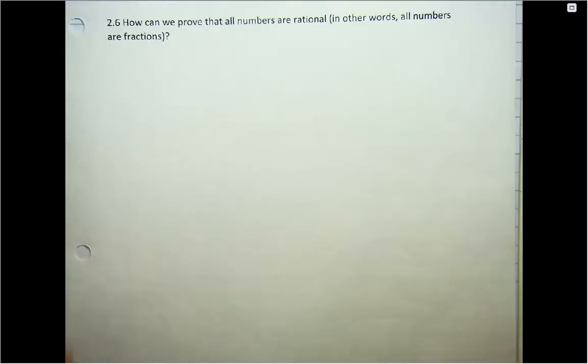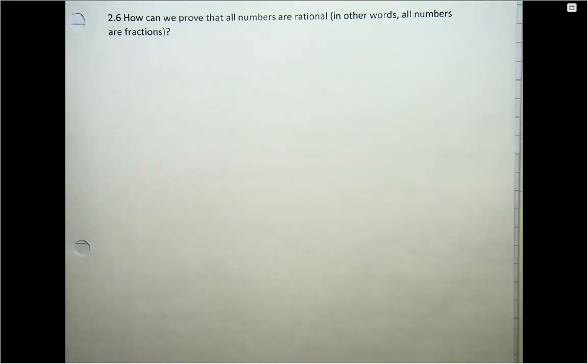So we're looking at rational numbers in section 2.6, and the author opens this section with the question, how can we prove that all numbers are rational? In other words, all numbers are fractions. We'll come back to that question. First, we're going to talk about, well, what is a rational number anyway?